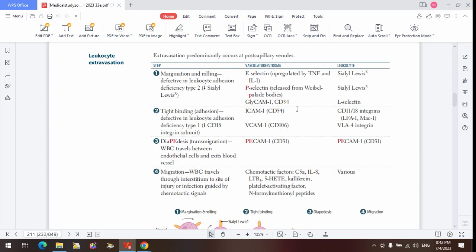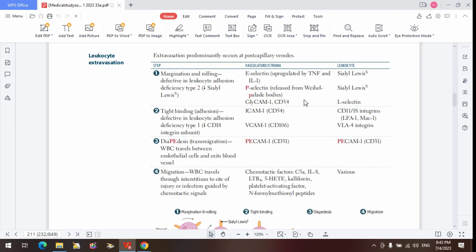P-selectin is another one, and that P-selectin is not the one for platelet. Just delete that one for platelet. I'm just mentioning it so that you guys can understand the way they got the name. But it's present on both the platelet and the endothelial cell. So the one that is located on the endothelial cells is actually released from the Weibel-Palade bodies of the endothelial cells.